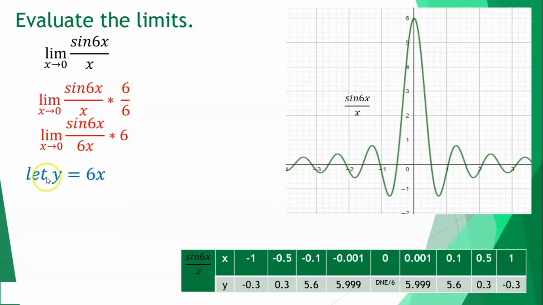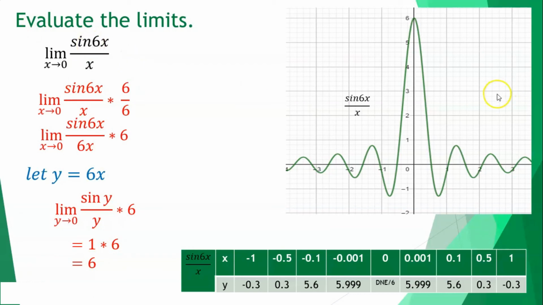So with this, we can assign y as 6x. So that would become the limit of sine y over y, times 6, as y approaches 0. Now take note, the limit of sine y over y as y approaches 0 is equivalent to 1. Now with this times 6, the result here is 6.